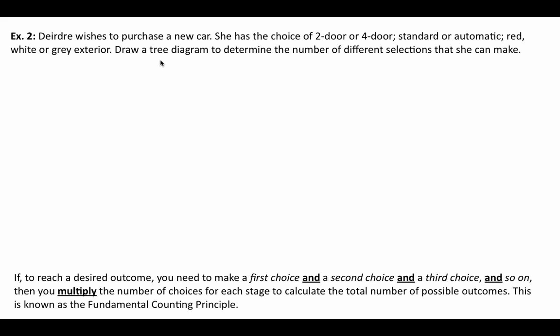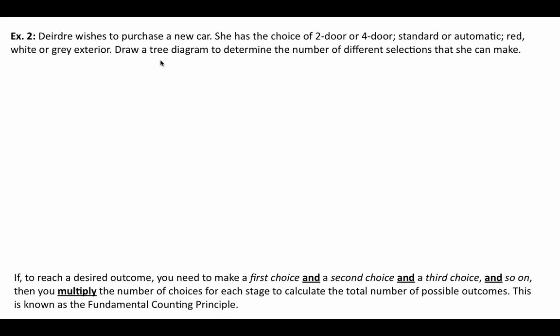So Deidre wants to purchase a new car, and when she goes into the dealership, she has some choices that she needs to make. She can have a choice of either a 2-door car or a 4-door car. She can have the choice of a standard transmission or an automatic transmission. And finally, she can have the choice of either a red exterior, a white exterior, or a gray exterior.